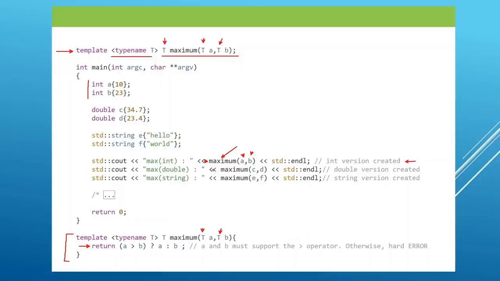If we issue a call with c and d like we do here in the second line here, then the compiler is going to see that c and d are of double type. So it is going to generate another function from this blueprint here, and it is going to replace in double. Then we're going to have another double function. If we go to the third line here, we're going to do the same. We're going to call it with strings, and it is going to generate a string version of the maximum function here.